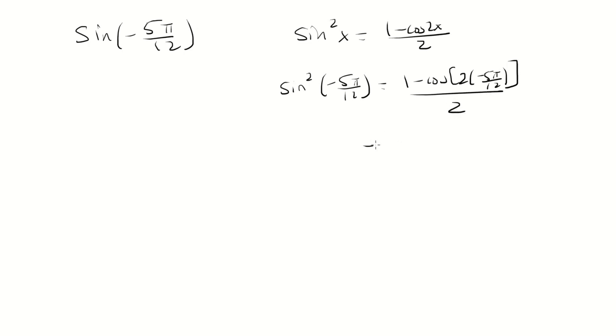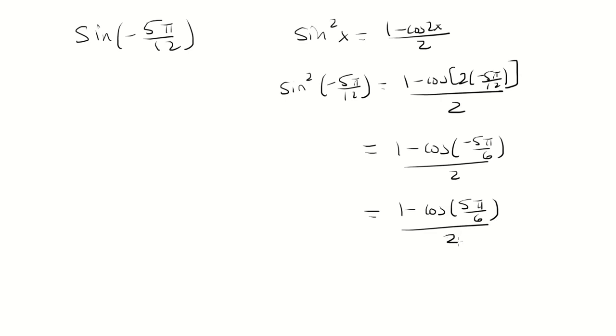And now we can just multiply the two. So that would be negative 5 pi over 6. The nice thing about cosine is the negative can just disappear and you'll still get the same value. So instead I can evaluate cosine of 5 pi over 6, which will be negative root 3 over 2.